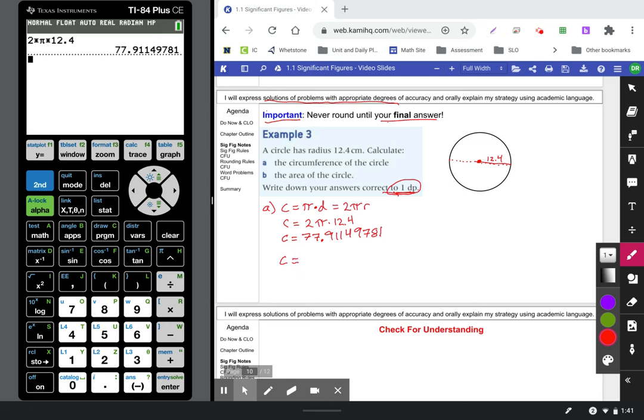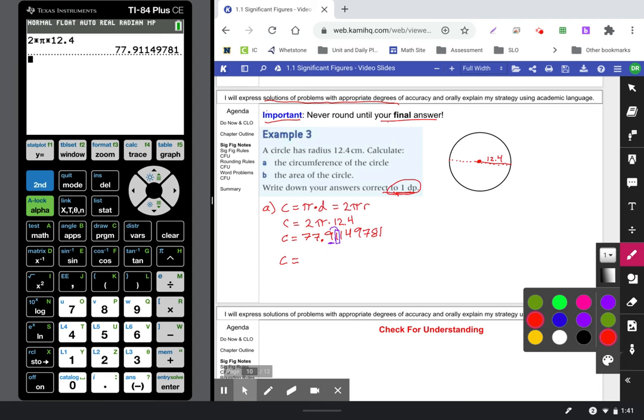So 1 decimal point means we want to round to this first decimal right after the decimal point, right? Or the first place value after the decimal. So since that's where we want to end up, this 1 is going to be our rounding number, and 4 and below keep it low. So we're just going to keep it the same.